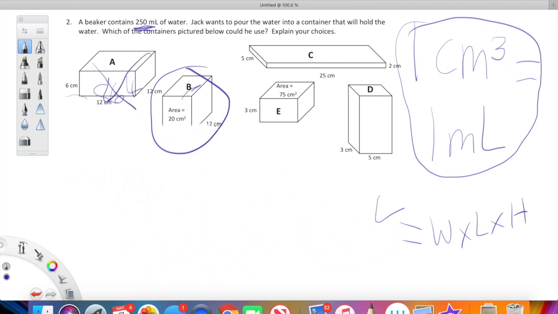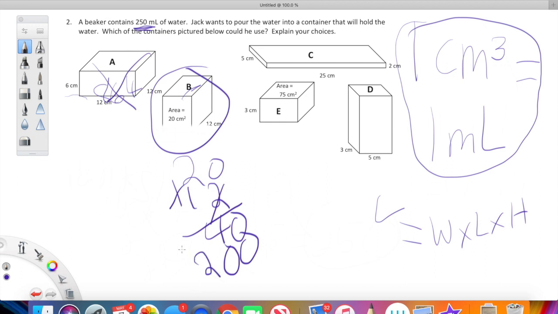So 20 centimeters times 12 centimeters. So 20 times 12. Okay, so 2 times 0 is 0. 2 times 2 is 4. 40. Cross out the 2. 10 times 0, you automatically have to put a 0 down here because it's in the 10 spot. And then 1 times 0 is 0. 1 times 2 is 2.